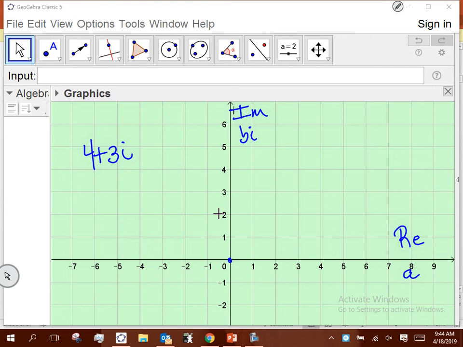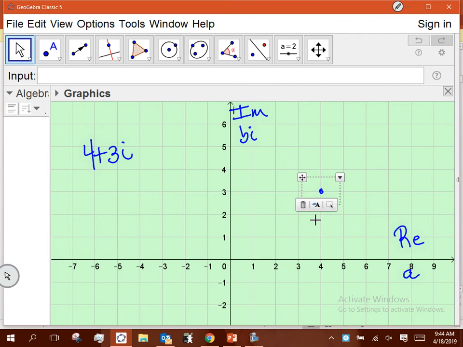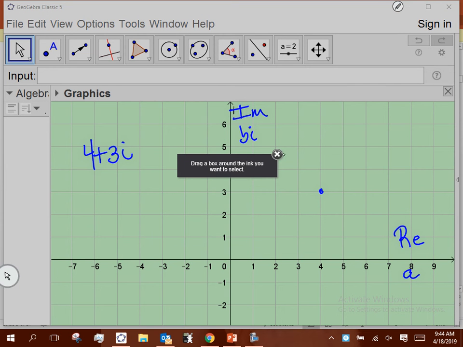What you do is you go 4 in the real axis, followed by 3 in the imaginary axis, and that ends up being your point. That's where you plot it. That's why it's called a plane, because it's now two-dimensional, right? That's what planes are.